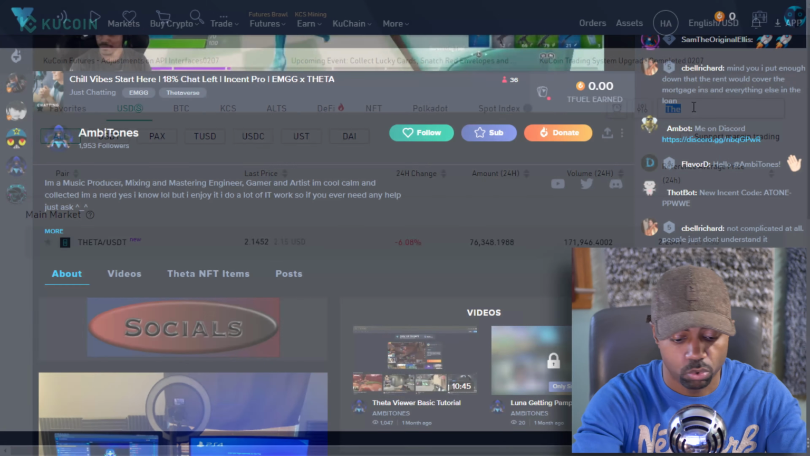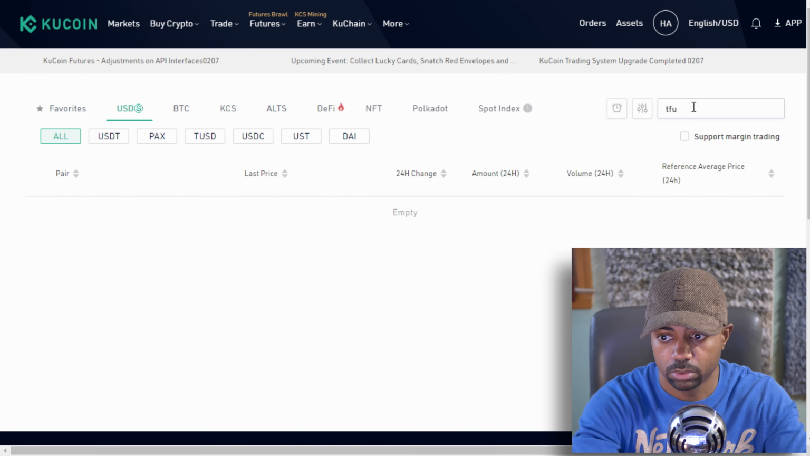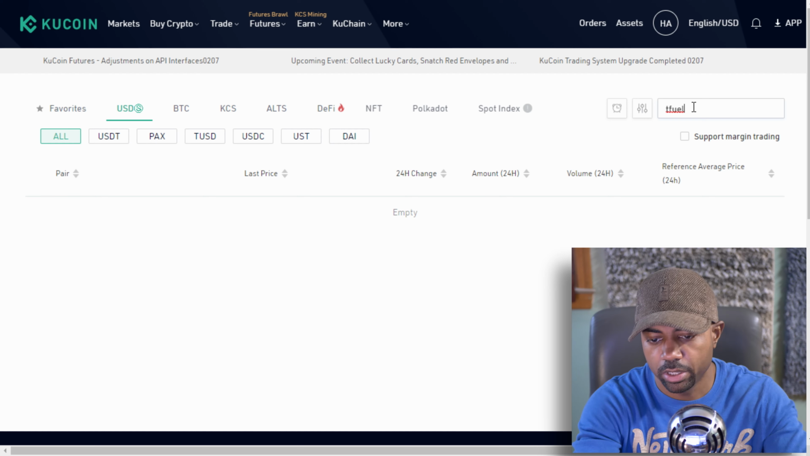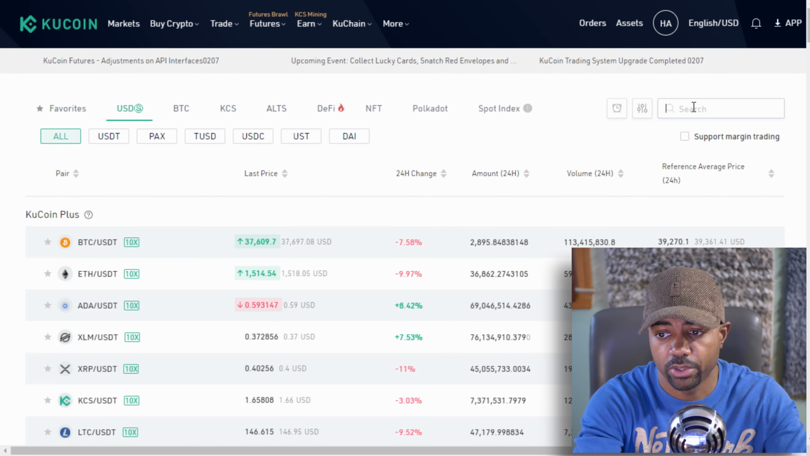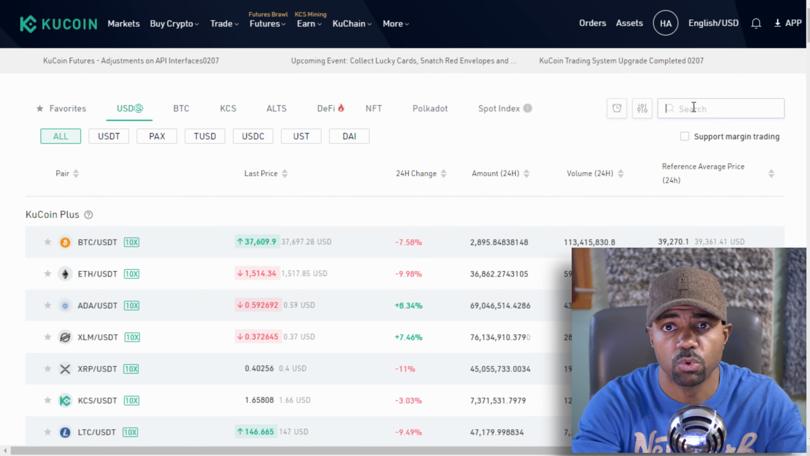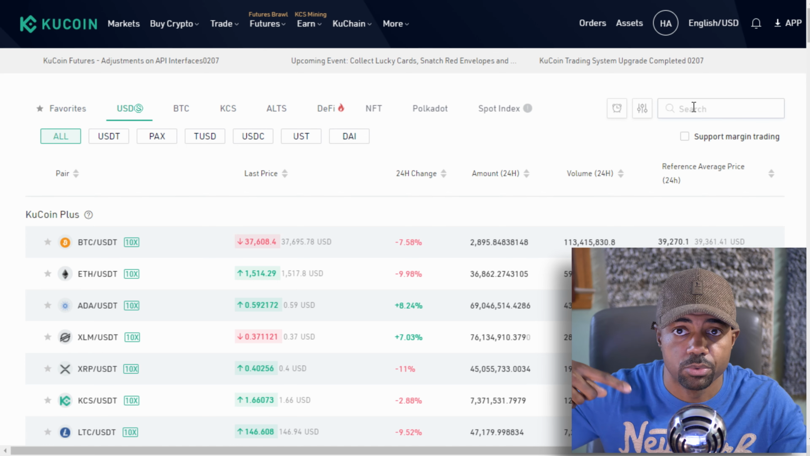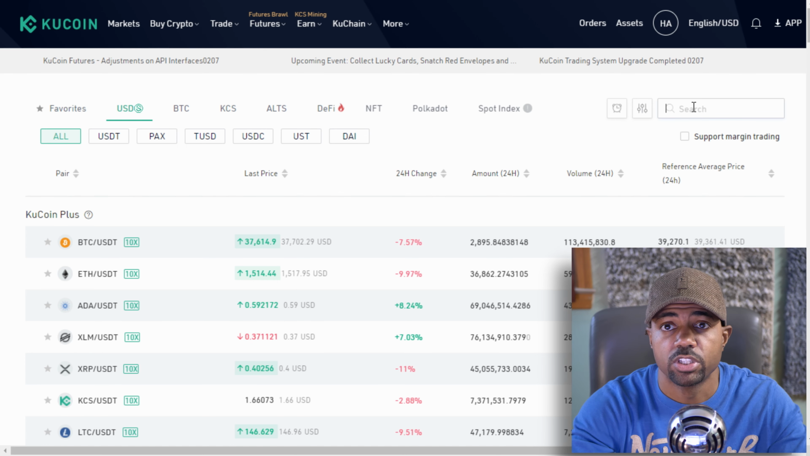Let's see if there's T-Fuel as well. They should have T-Fuel. Oh, they didn't add T-Fuel. Yeah, so they didn't list T-Fuel yet, but you can still buy THETA, which is fantastic. T-Fuel has also been going up significantly in price, and it's part of the THETA project, so you may want to get you some T-Fuel and THETA. So just use the link down below in the description to buy T-Fuel on Binance using the method that I outlined in the video in the description down below.